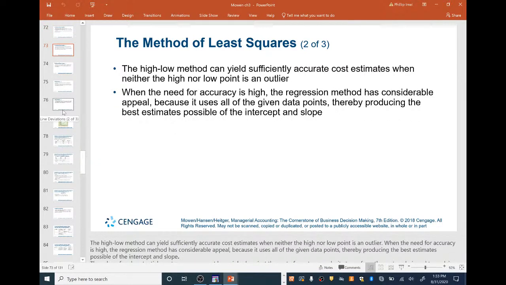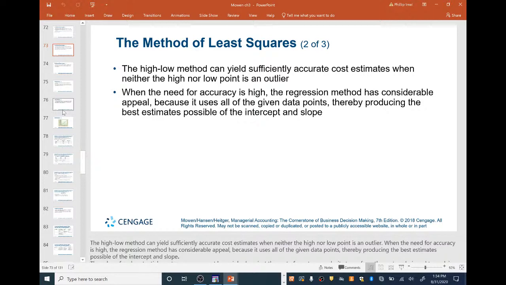The high-low method can yield sufficiently accurate cost estimates when neither the high nor low point is an outlier. What's that mean? If neither one is an outlier, meaning they're connected to the line, then they are going to yield sufficiently accurate cost estimates. When the need for accuracy is high, the regression method has a considerable appeal. Why so? Because the regression method is going to use all the given data points, thereby producing the best estimate possible of the intercept and the slope.